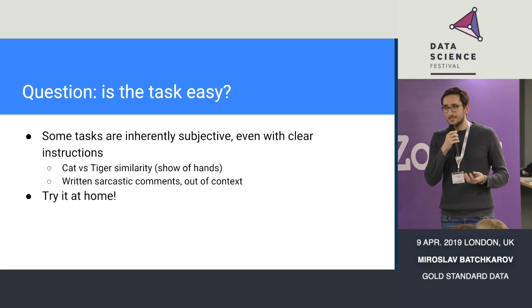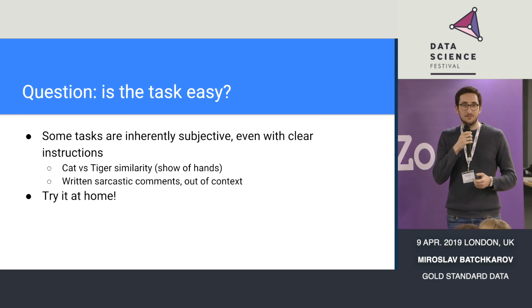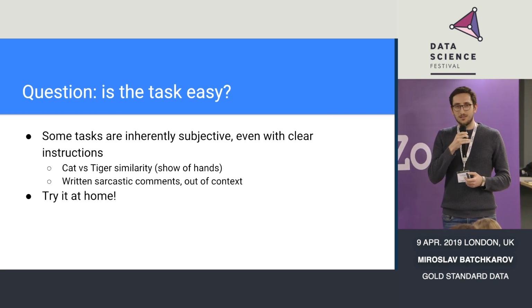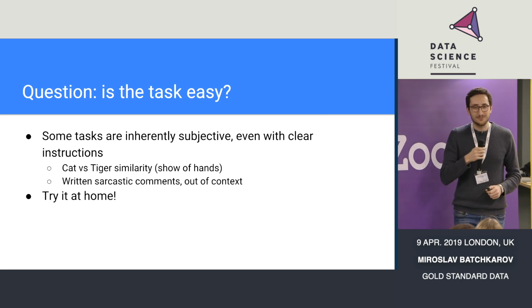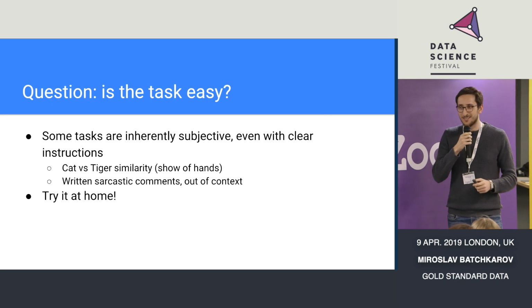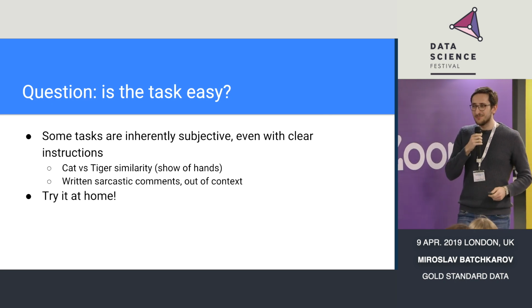And if we had a show of hands about this cat-tiger example, we're going to get a pretty mixed bag as well. And I'm not going to try it because I did once before. And what we got is the people who put their hand first influenced everyone else and completely skewed the sample. The moral of the story is experimental psychology is really hard. But do try it at home independently.